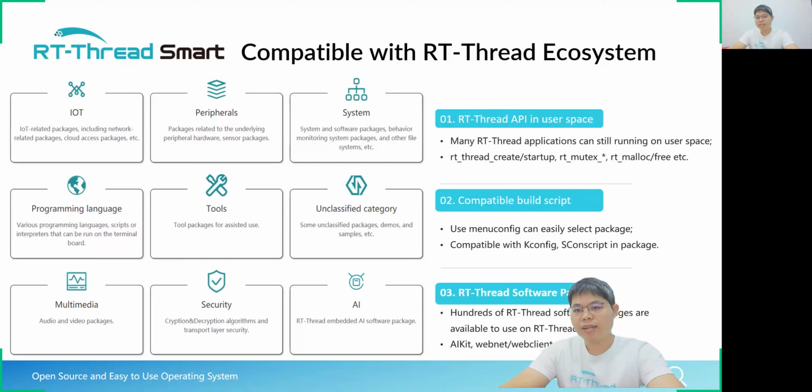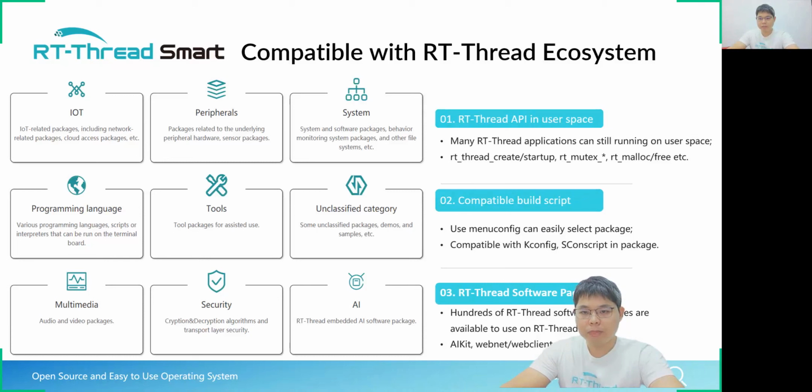RT-Thread Smart is the next generation architecture of RT-Thread, and it supports the existing ecosystem from RT-Thread very well. For the RT-Thread API, the user mode also fully supports the traditional RT-Thread API, such as rt_thread_create, startup, rt_mutex_create, rt_malloc, and so on. And for the build script, RT-Thread Smart can continue to use the existing software environment from RT-Thread.